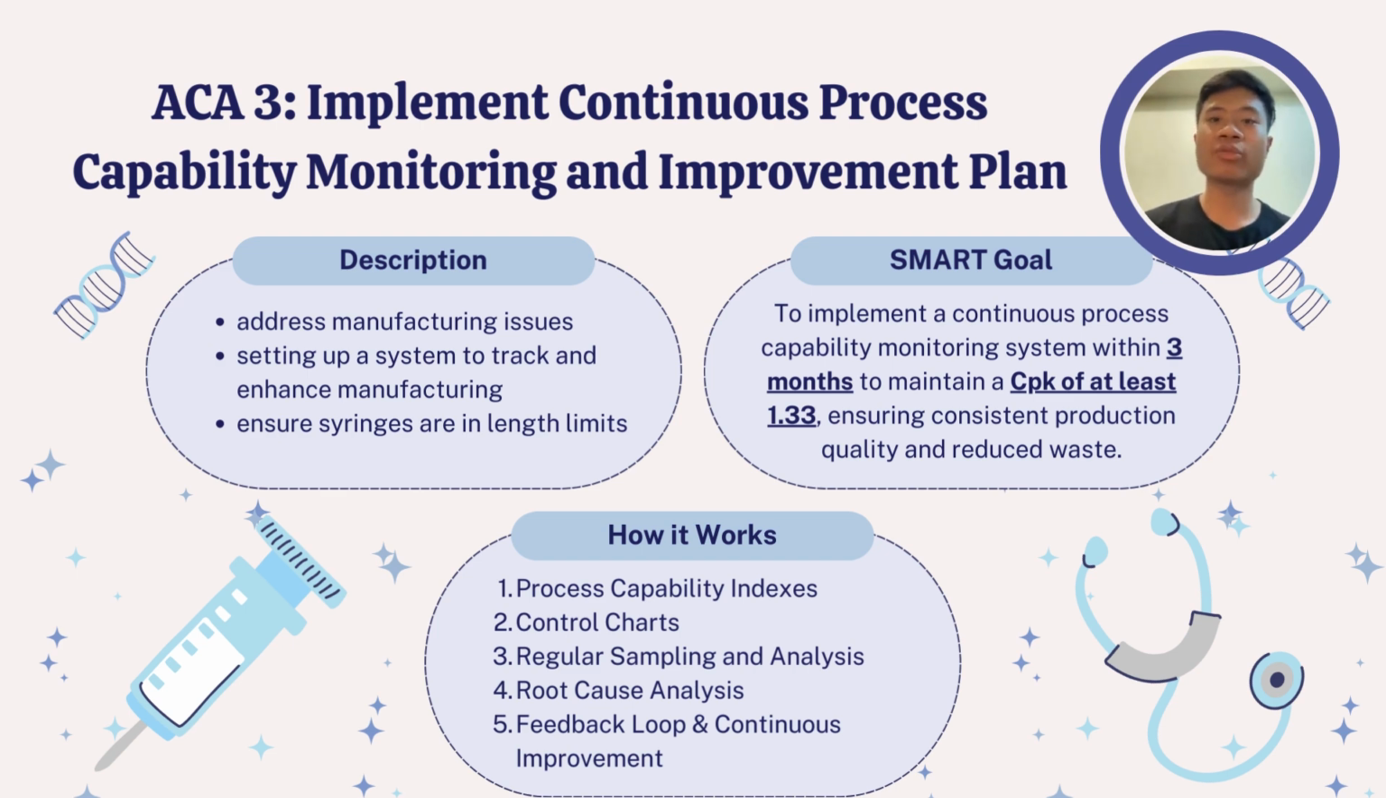Fifth is feedback loop and continuous improvement. This plan includes a feedback loop where data from process monitoring is used to inform and drive continuous improvement efforts. This includes updating control limits, refining process parameters, and implementing best practices identified during the root cause analysis.